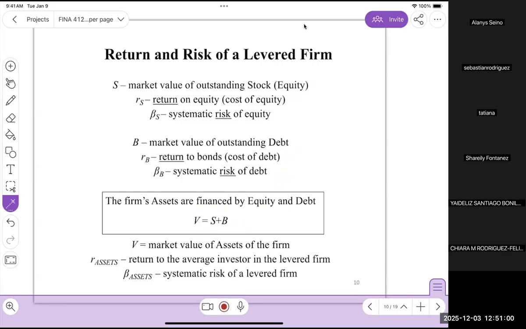So from the perspective of investors, you can be a stockholder, you can be a bondholder, or you can be a mix of both. But when I refer to the firm and return to investors in the firm, I'm going to refer to the average investor. And the average investor is an individual who invests in both stocks and bonds, but does it in the same proportion as the firm is financed.